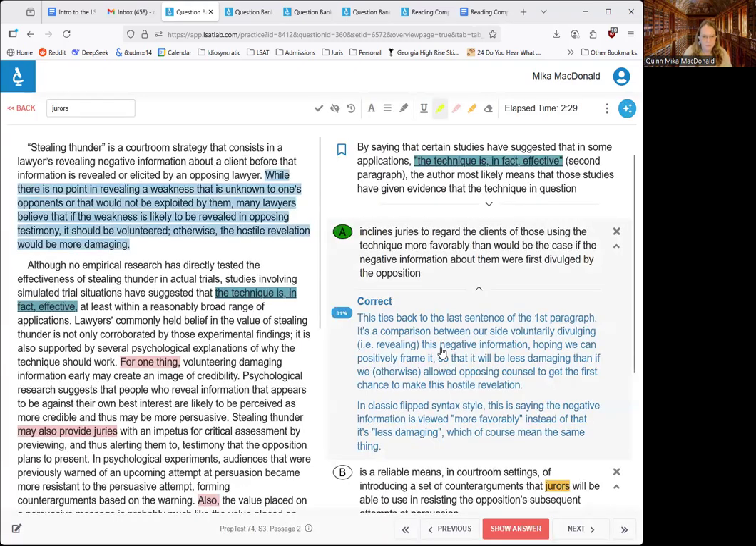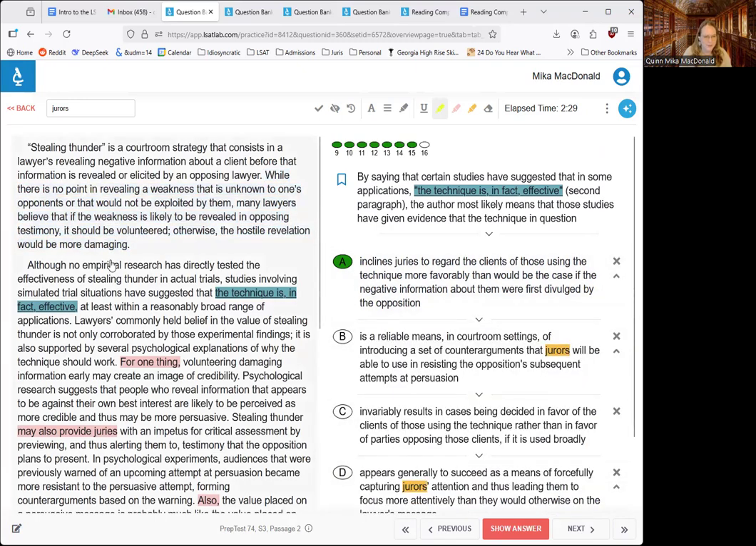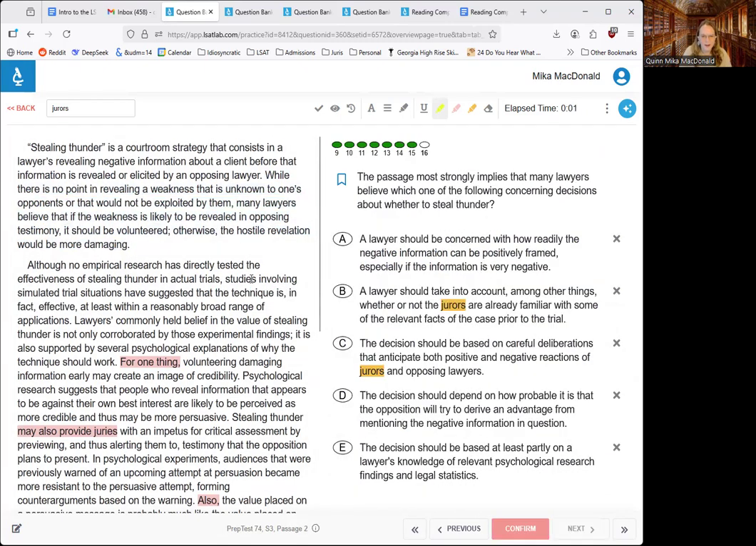All right. This is funny, right? It feels like this is a very complex question, and then you go, oh, okay, what is effective? Oh, A, that's what effective means when we talk about stealing thunder. All right. And last one.